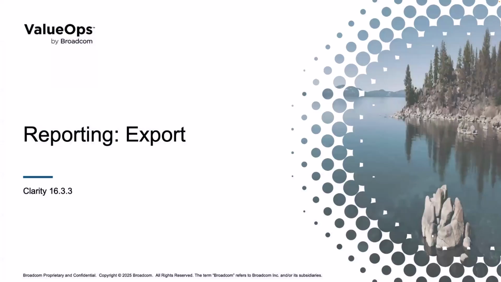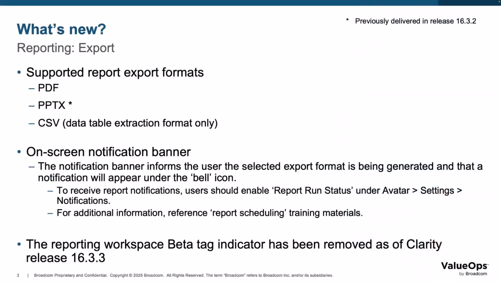We are going to talk about the new reporting area and in particular, the new export capabilities. So what's new? Well, we've got some additional export formats. PowerPoint was available in the prior release, but we're going to talk about all three of these, but we'll talk about PDF and the new CSV export format, which is a data table extraction format only. So we'll talk about that.